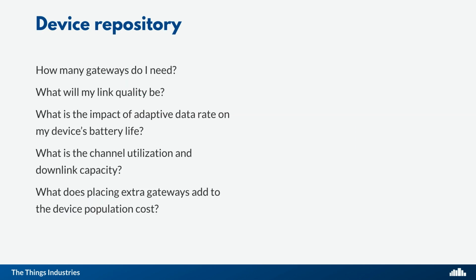So the repository, we have users and customers that ask us these questions. How many gateways do I need? What will the link quality be? What's the battery life of my devices? How much downlink capacity do I have? And where should I place my gateways? And these are really tough questions in LoRaWAN because it's really hard to estimate this. Because there are way too many moving parts. There are different gateways, indoor-outdoor placement, different antennas, different RF performances in different areas.